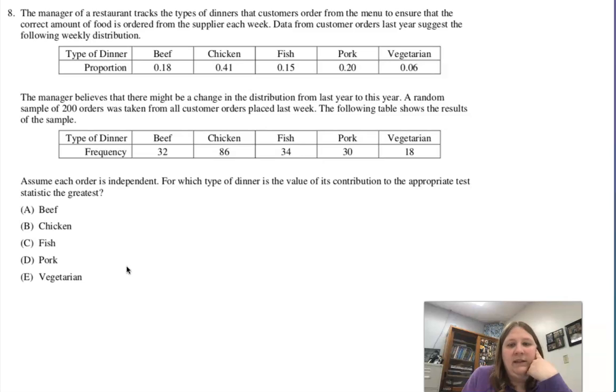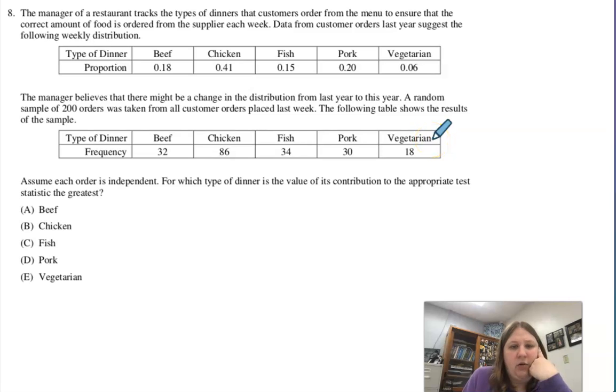Okay, looking at the next one. So we've got proportions, distribution-wise, 18% used to order beef, 41% chicken, and so on. And now they believe that might have changed. They collected data on 200 dinners, and we have that here. So we would call this our observed data. This is what actually happened.